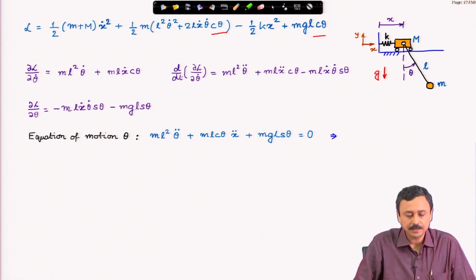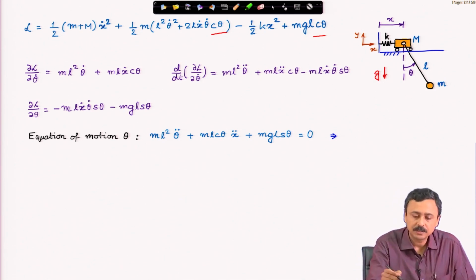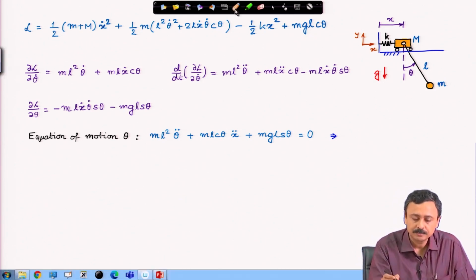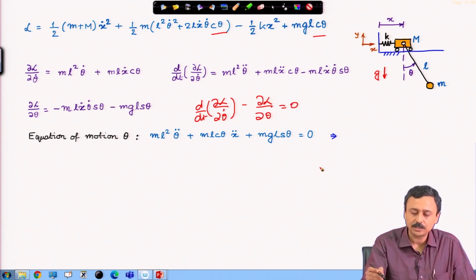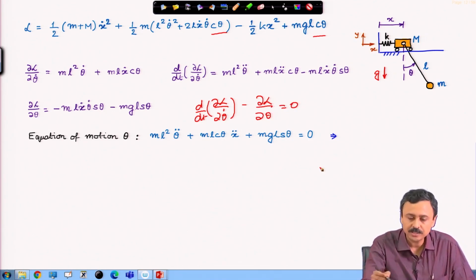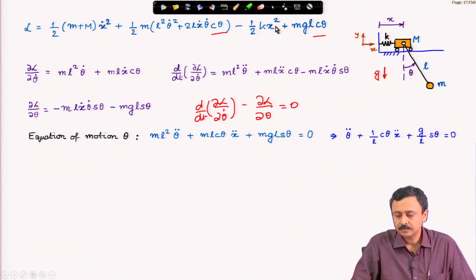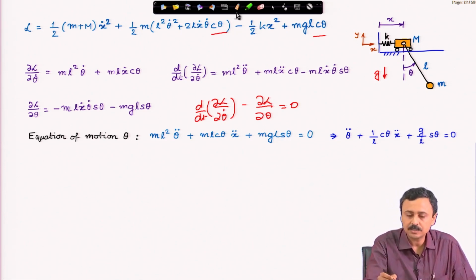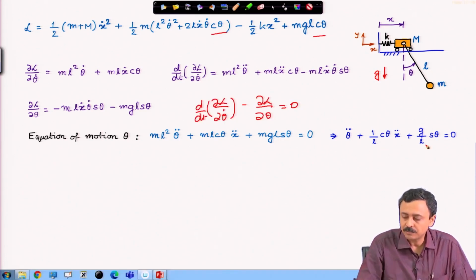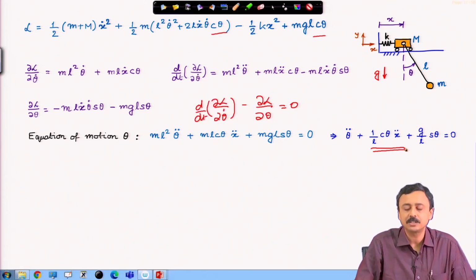Therefore, we can calculate del L del theta. Therefore, the equation of motion for the theta coordinate, this is d dt of del L del theta dot minus del L del theta equals 0, that gives us this equation, which you can simplify. We have the standard terms of the pendulum equation, and we have this additional term now.